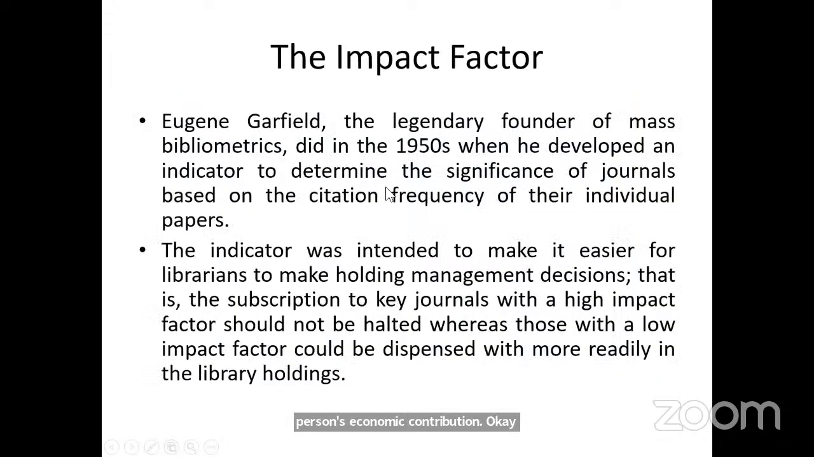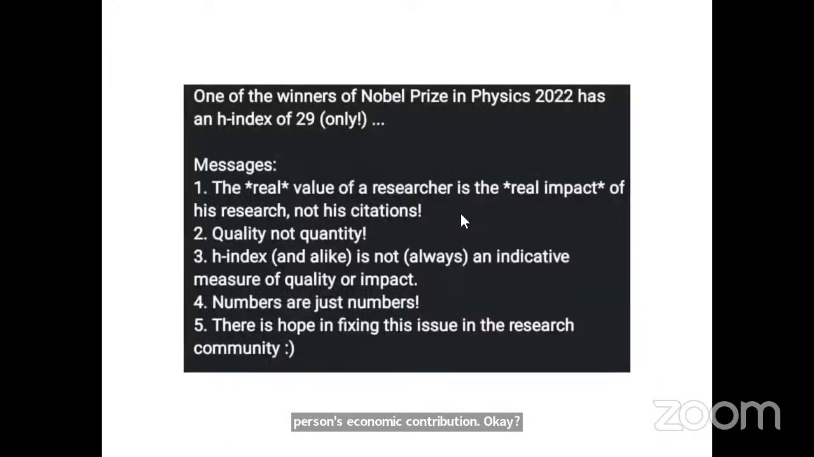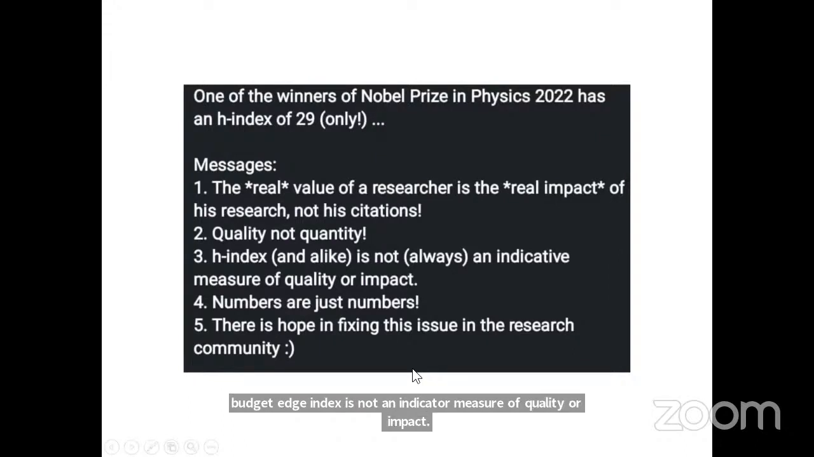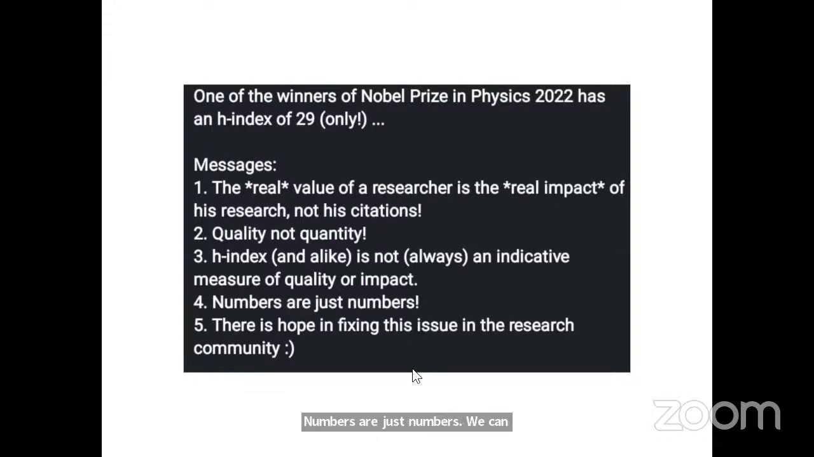The real value of the researcher is the real impact of his research, not his citation. Quality matters, not the quantity. H index is not an indicative measure of quality or impact. Numbers are just numbers. We can improve our H index, as Google Scholar and ResearchGate show different H scores. Yes, I agree. There is hope in fixing this issue in the research community.